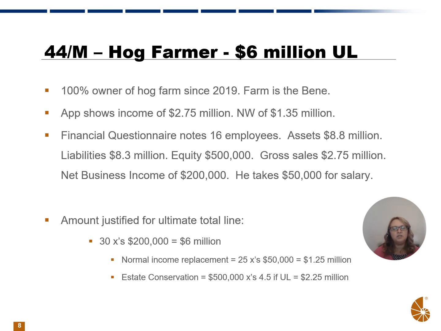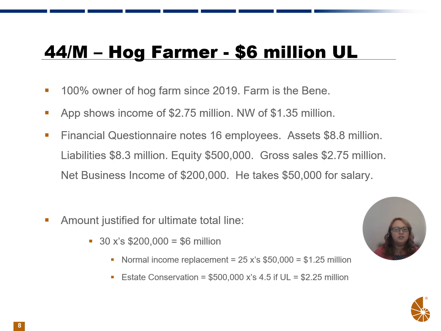So the financial questionnaire shows that he has 16 employees. His assets are at 8.8 million, liabilities at 8.3, and his equity is 500,000. Gross sales for the farm are 2.75 million, and his net business income is 200,000, and he takes a $50,000 salary. So that salary and income is much different from what he said his income was. Those are actually his sales. And that's not uncommon for people to be confused by the different terminology.